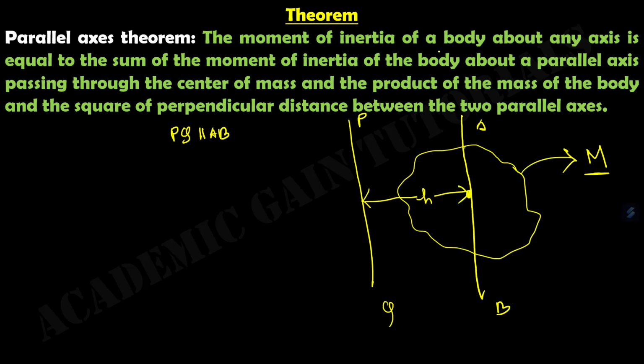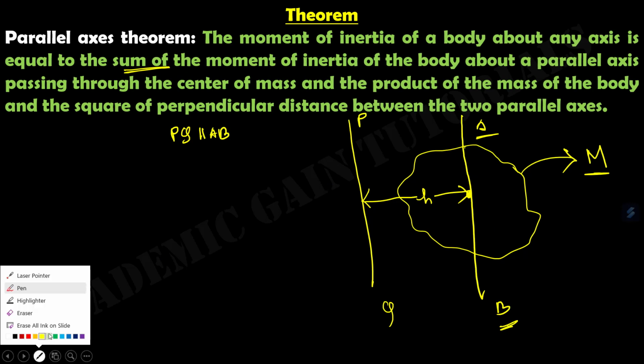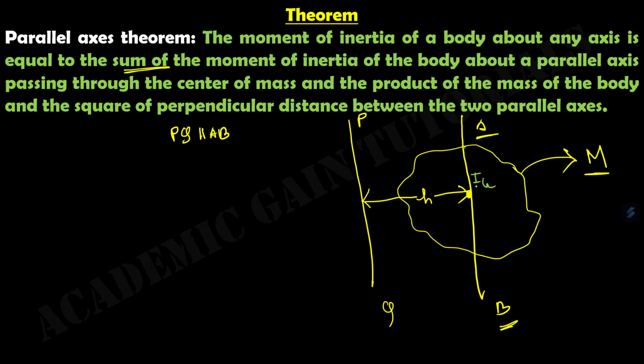So here it says that the moment of inertia about an axis is equal to the sum of the moment of inertia of the body about a parallel axis passing through the center. Suppose this axis AB is passing through the center. The moment of inertia about this axis is I of G. And we have to find the moment of inertia about this axis PQ.